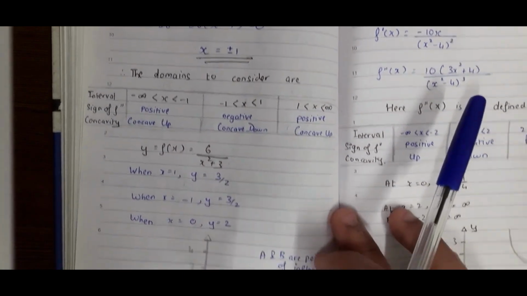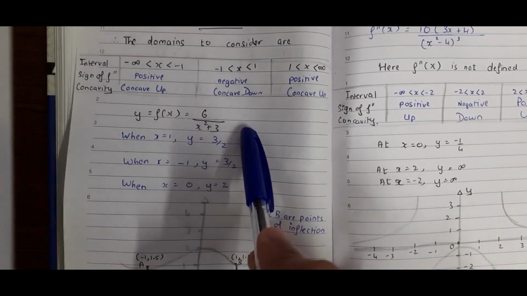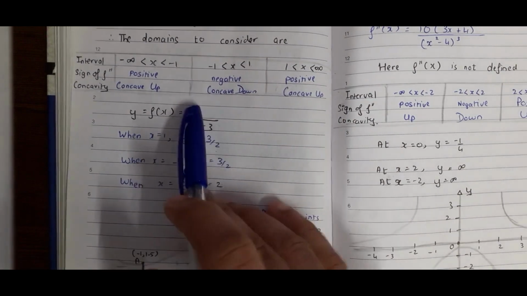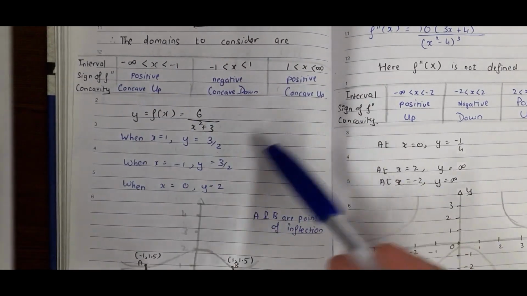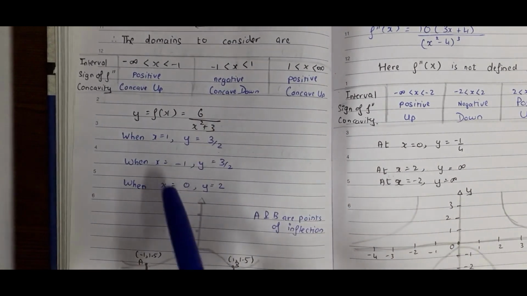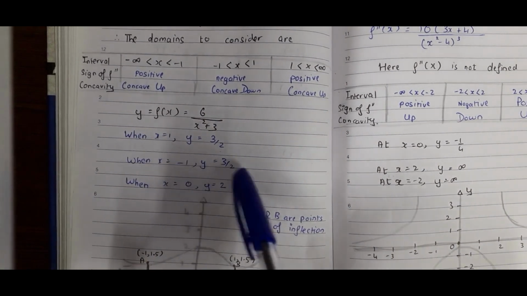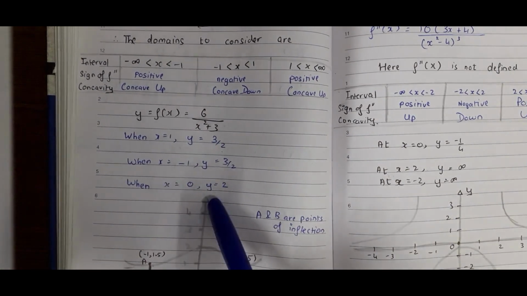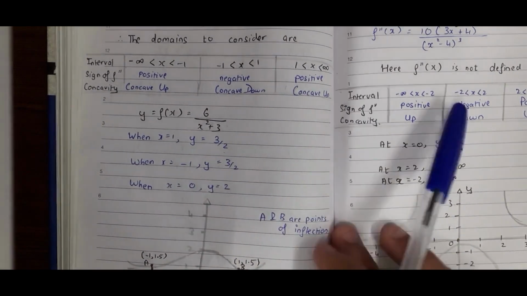And now we know our function y is equal to f of x, as given in the question. We check at the point of inflection. So when x is 1, we put x is 1 over here, we get y is 3 by 2. We take when x is minus 1, y is 3 by 2. And when x is 0, y becomes 2.